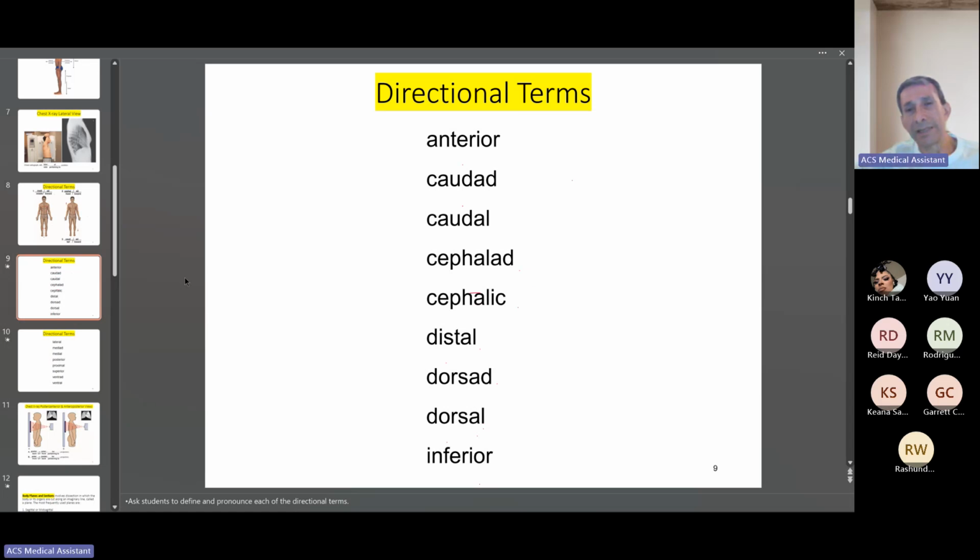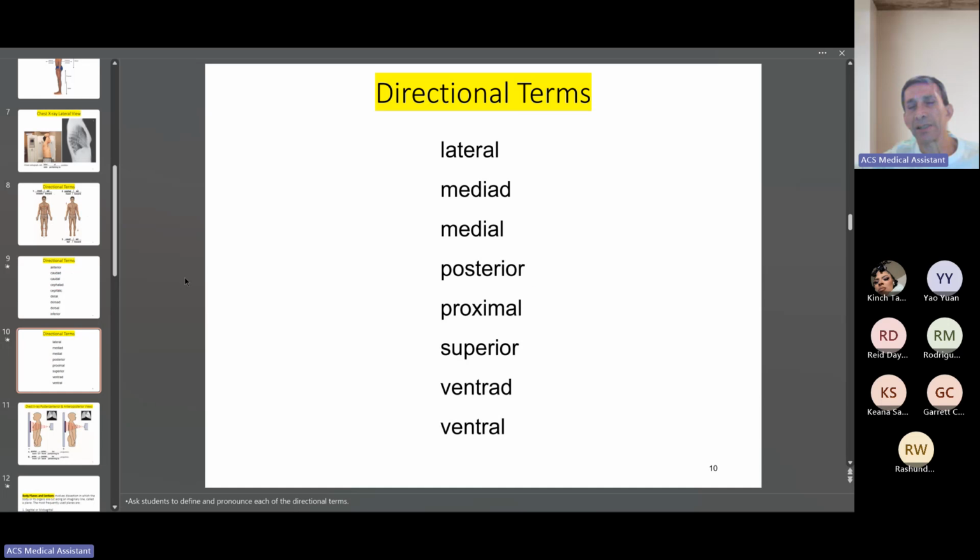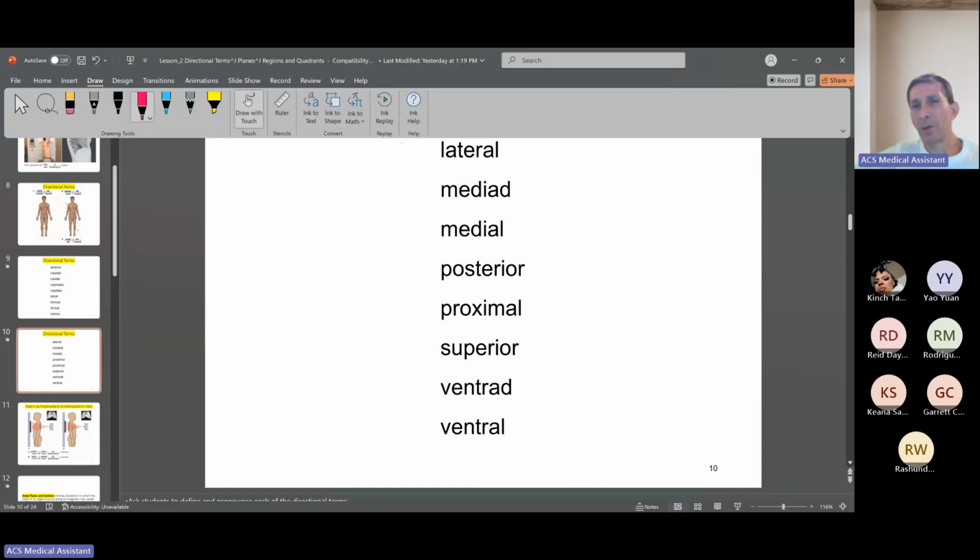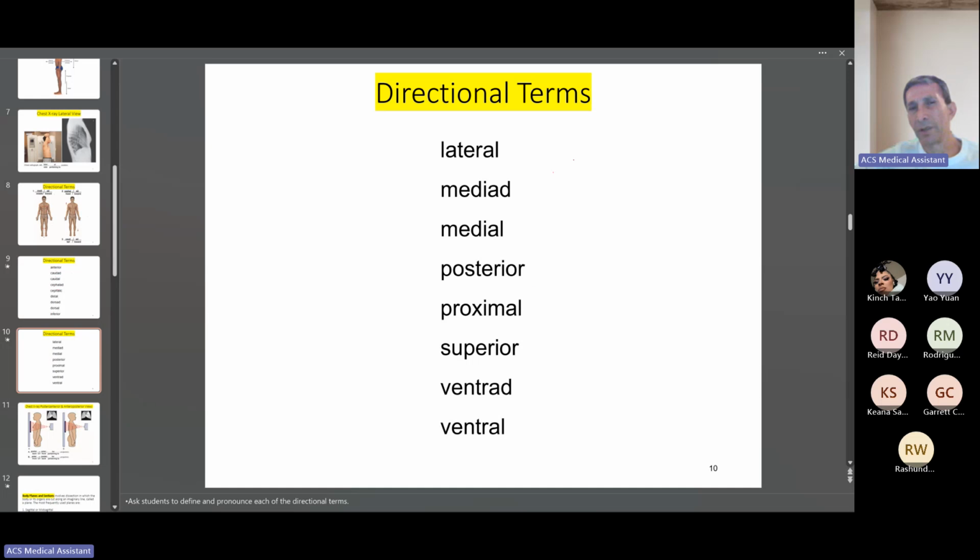So that gave me a little indication of how to divide these medical terms. Let's continue with this using these medical terms that we already learned. So here we're going to have lateral.